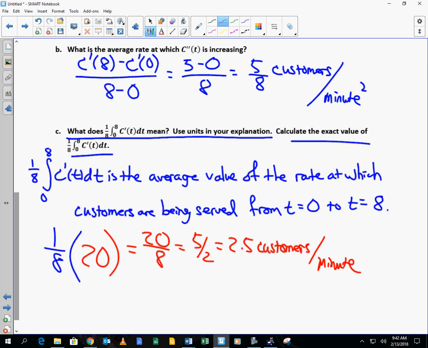Letter B, that's the second derivative. This is asking for the average value of the rate function. The rate is measured in customers per minute. This is double prime, so therefore customers per minute squared. The rate at which the rate is changing. Okay, you guys have your worksheet right in front of you? There you go.